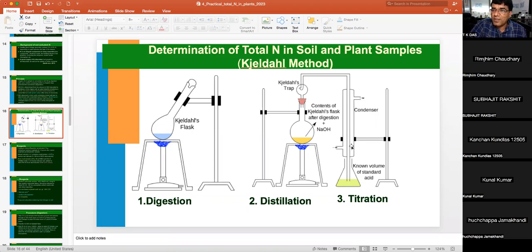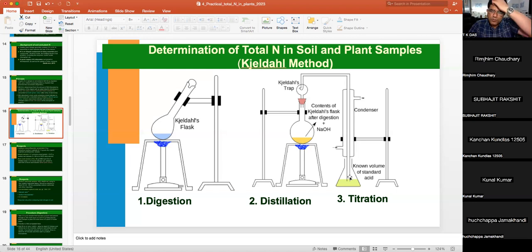How can I decide? Normally, when the material in this conical flask has become 150 ml, having taken 20 ml boric acid, it will be assumed that whatever ammonia was there in the sample has been distilled. Otherwise, you can take litmus paper.